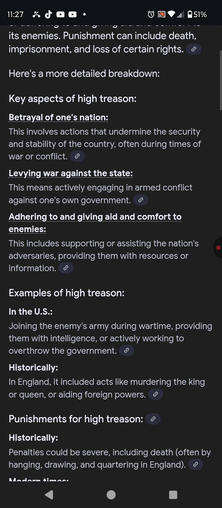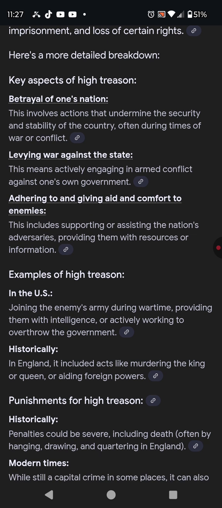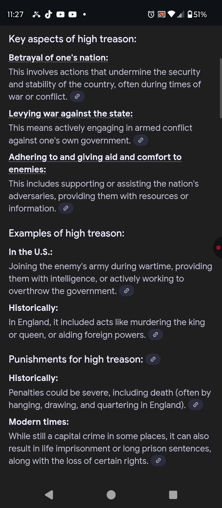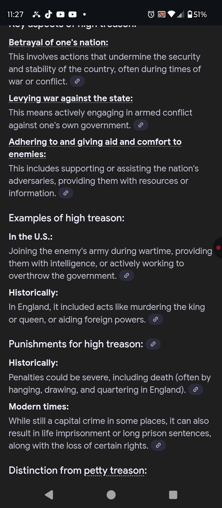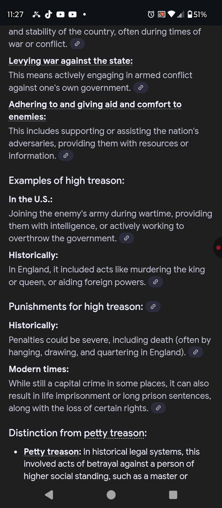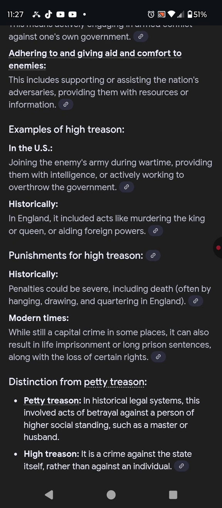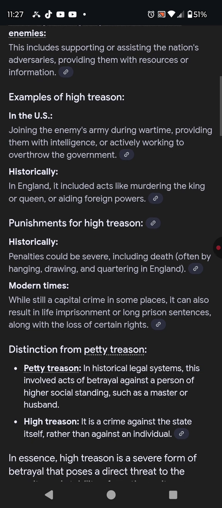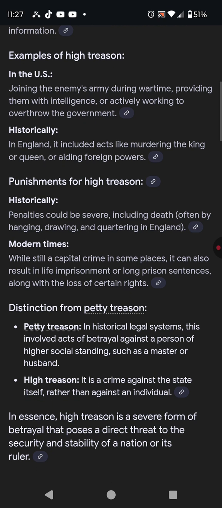Key aspects of high treason: betrayal of one's nation. This involves actions that undermine the security and stability of the country, often during times of war or conflict. Often, not always. Levying war against the state: this means engaging in armed conflict against one's own government. Adhering to or giving aid and comfort to the enemies: this includes supporting or assisting the nation's adversaries, providing them with resources and information. Examples of high treason in the U.S.: joining the enemy's army during wartime, providing them with intelligence, or working to overthrow the government. Historically, in England, it included acts like murdering the king or queen or aiding foreign powers.